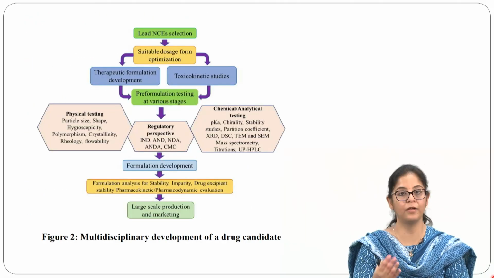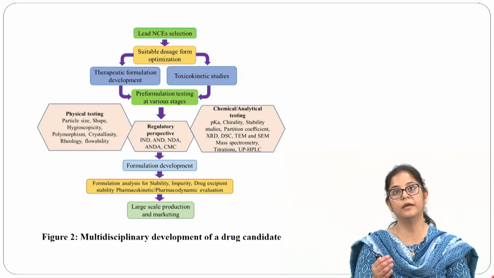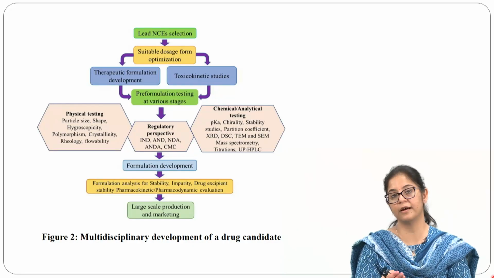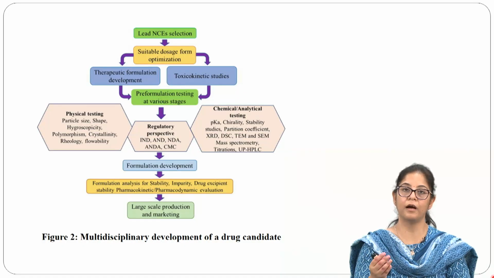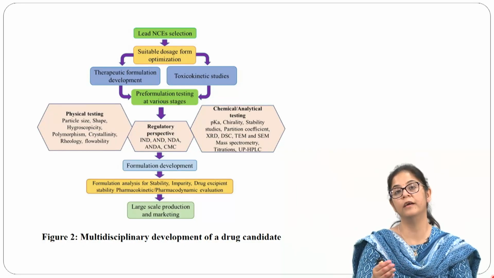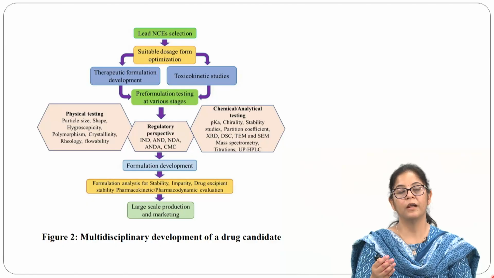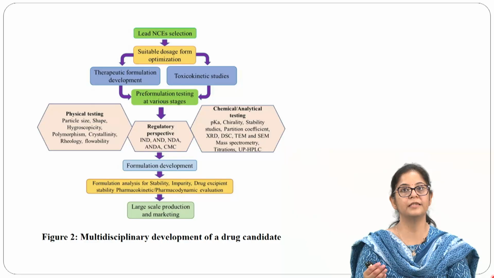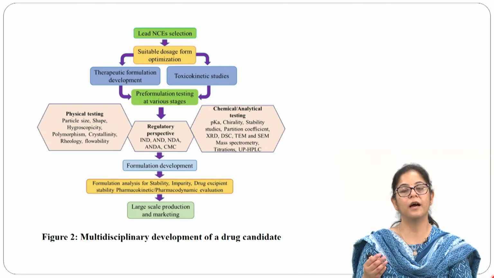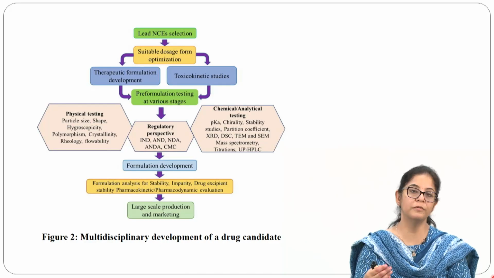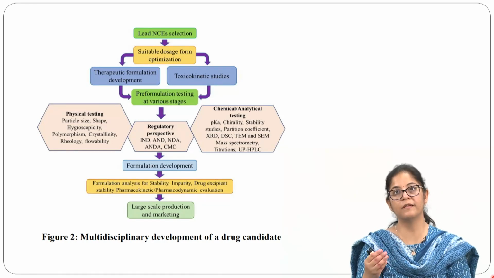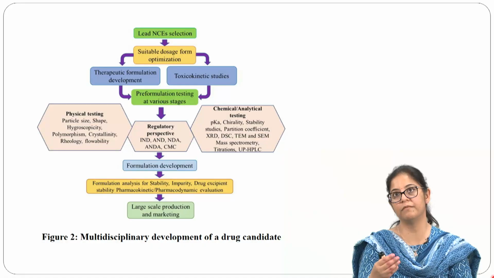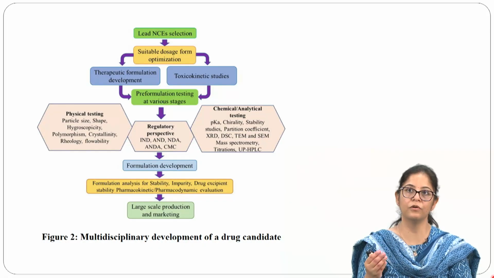Now, during high throughput screening, the new chemical entities are identified which have a high probability of having drug-like properties. So, these are shortlisted. The lead new chemical entities are selected and then further taken up for suitable dosage form optimization. Now, this is done in two phases. One is the therapeutic formulation development, the other is the toxicokinetic studies.